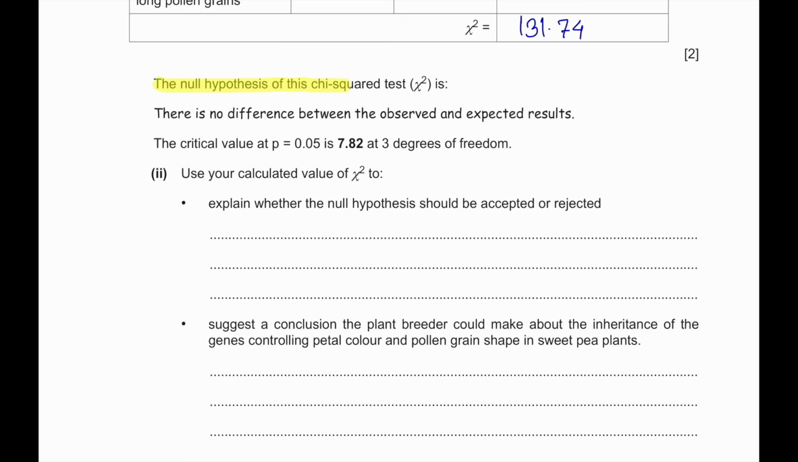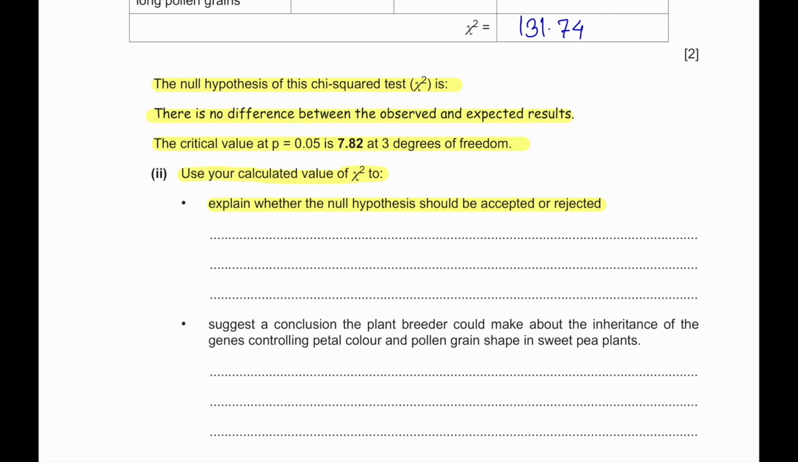The null hypothesis of this chi-square test is there is no difference between the observed and expected result. The critical value of P at 0.05 is 7.82 and at 3 degrees of freedom. Use your calculated value of chi-square to explain whether the null hypothesis should be accepted or rejected.